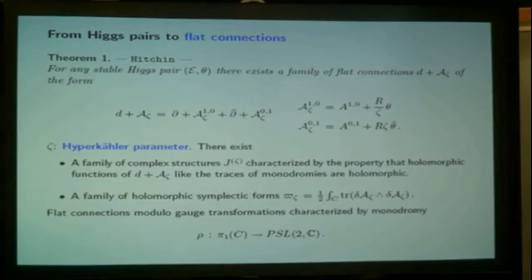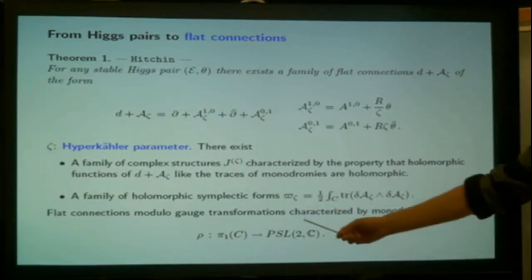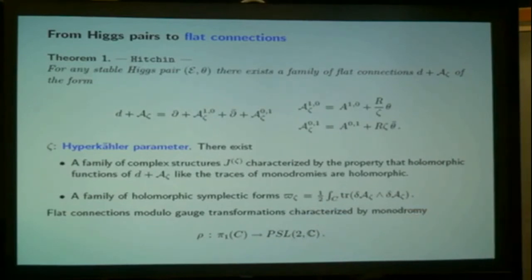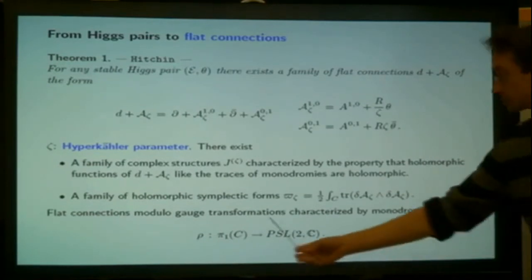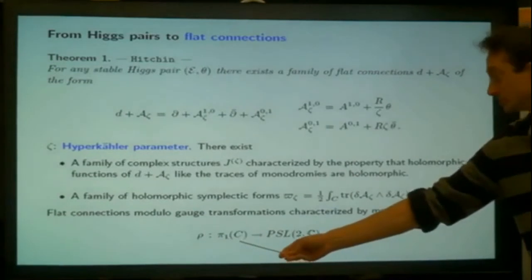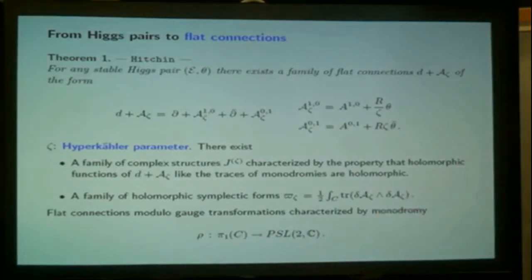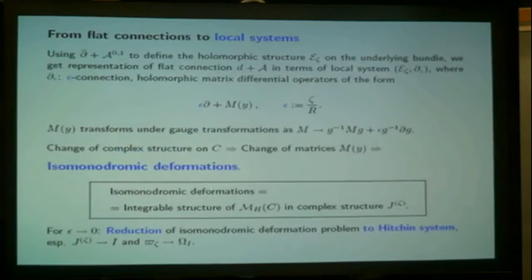This describes the complex structure, and there's an associated family of holomorphic symplectic forms which can be defined like that. That is exactly the structure Sasha's talk was using. Now, flat connections modulo gauge transformations can be characterized just by the monodromy representation, so I can think of the Hitchin moduli space as just the space of representations of the surface group, the fundamental group of the surface, into PSL2C. That is convenient if I just think of this as the fixed data describing the space.